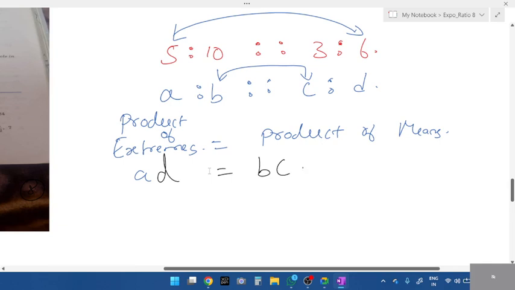It's a simple concept. In proportion, you have 4 types. This is the first concept. Product of means is equal to product of extremes.